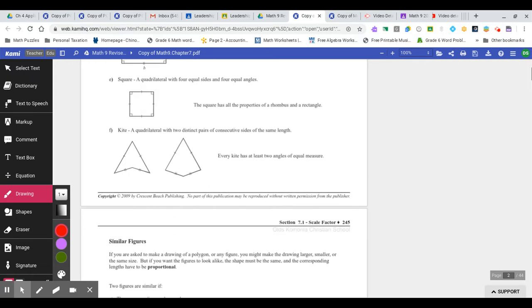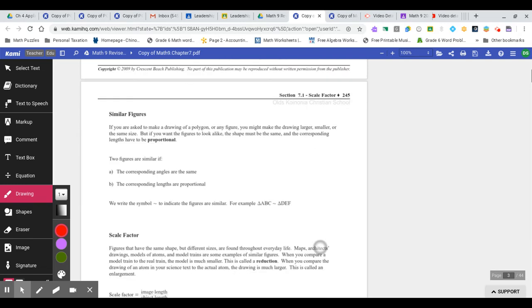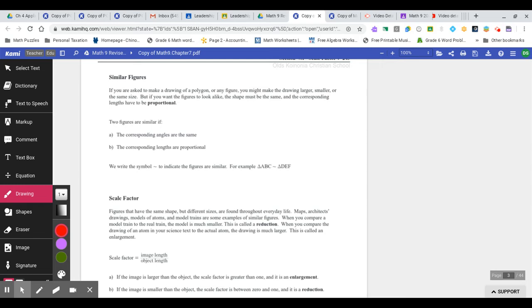And then, of course, there's your kite. A kite has these pairs of sides that have the same length. It says consecutive sides the same length. So the ones that are 2 of these touching, you can see there's 2 different kinds of kites that you could have. All right. What makes something similar?